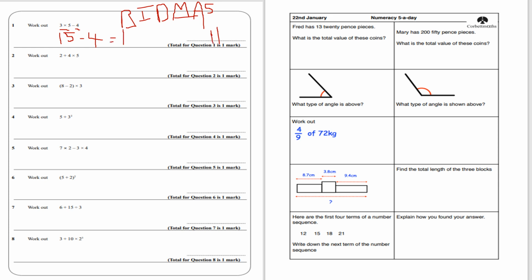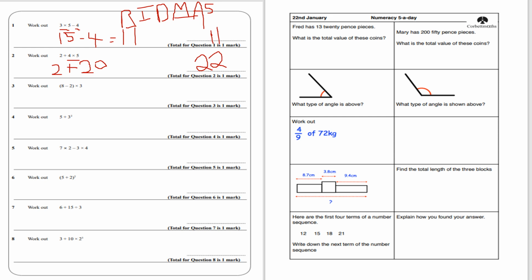For question number 2, guys, work out 2 plus 4 times 5. Again, I do 4 times 5 first using BIDMAS or BODMAS. So 2 plus 20 is 22, guys.